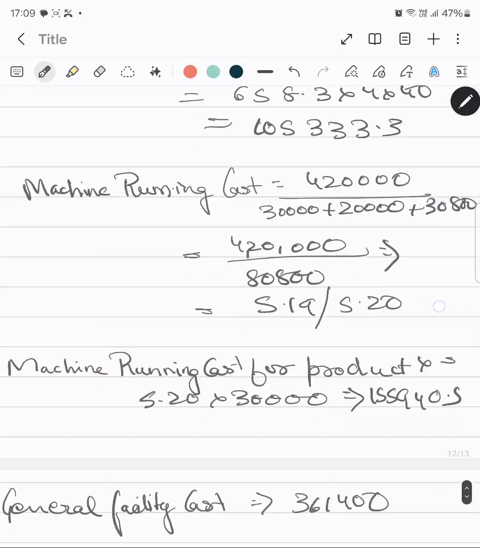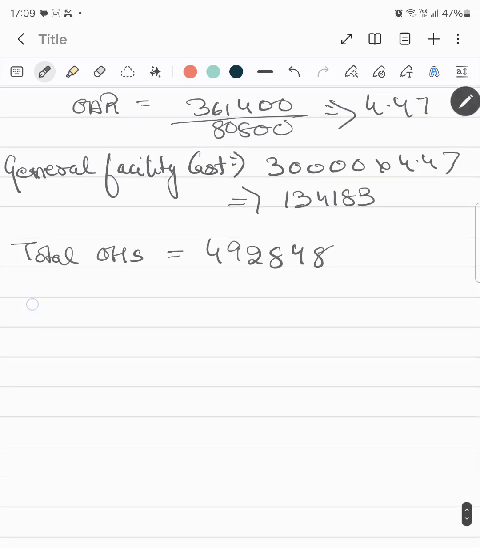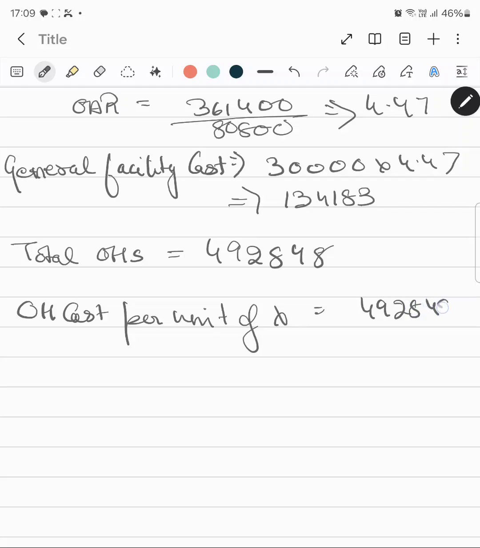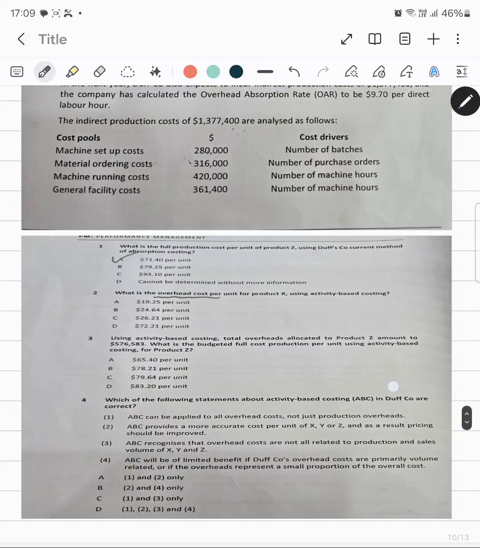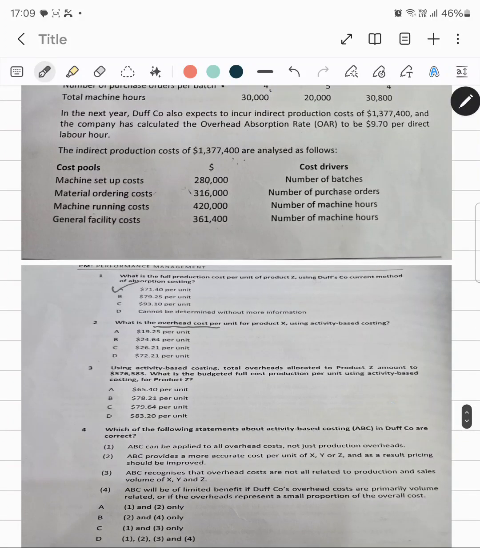So, the overhead cost per unit of X would be 492,848 upon 20,000. This is 24.64. Yeah. So B is the correct answer.